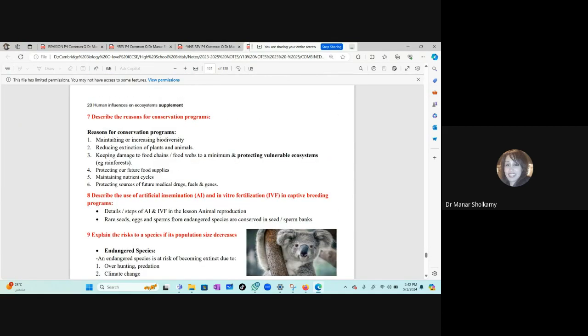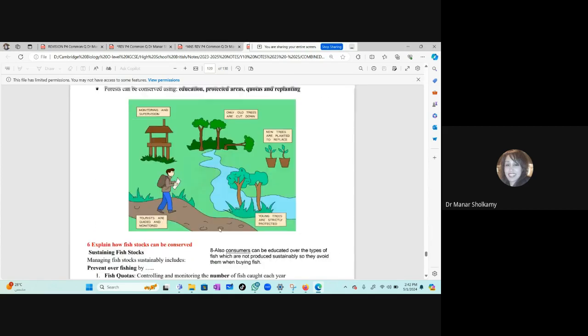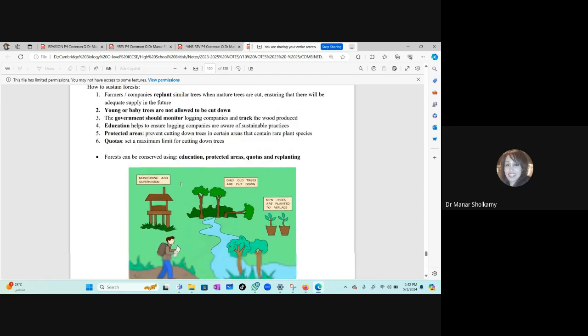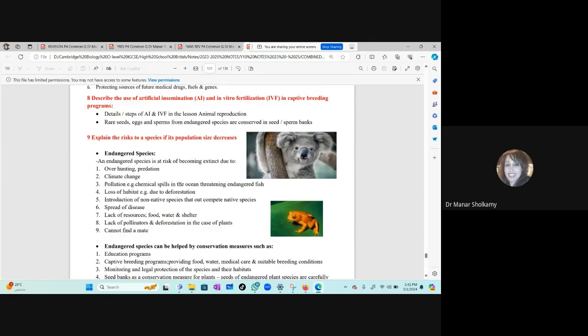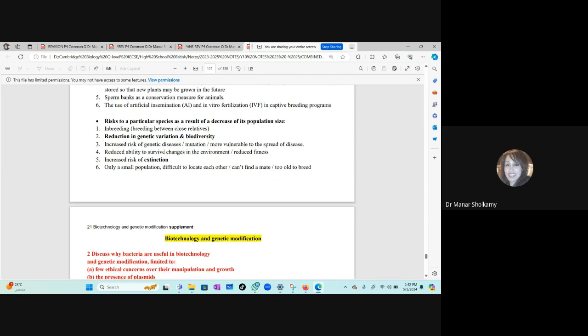Here, conservation programs. Here are the reasons for conservation programs and methods to conserve fish and methods to conserve plants. And here, the conservation methods for any animals: education programs, captive breeding, legal protection of species and their habitats. And this is the last question we were answering. The risk to a particular species as a result of a decrease in its population size. Those 6 points are so common.